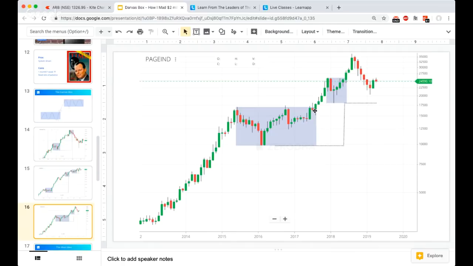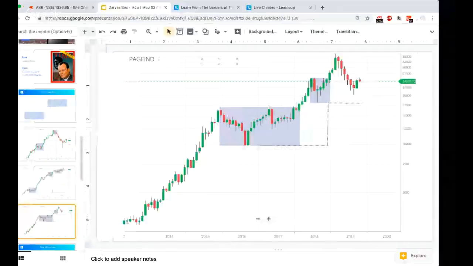Someone asked in the chat saying the boxes are very sparse. You're absolutely right. Because this is a monthly chart. When I open the weekly chart, you'll see a lot more boxes. But yes, the number of trades is very low.